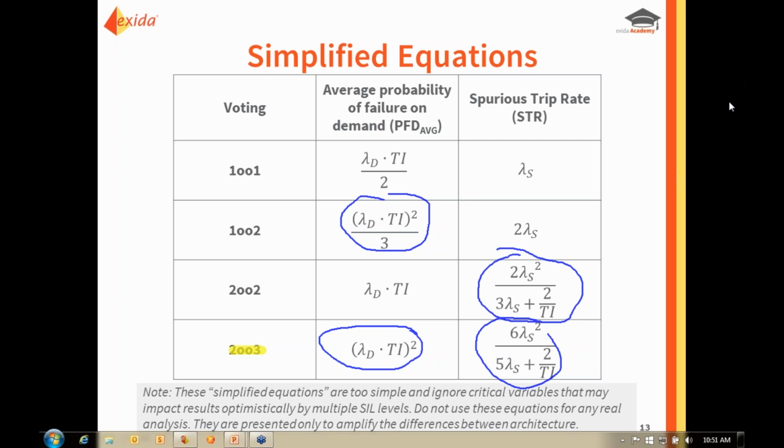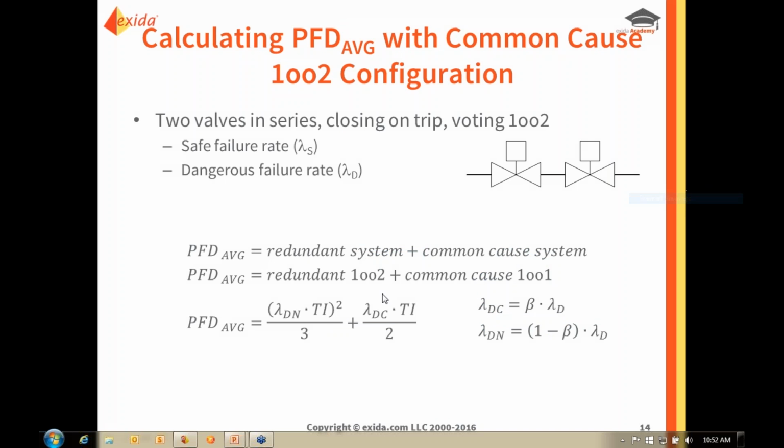So in this case, now you can follow the same approach as I did with 1 out of 2 and 2 out of 2, but let's look at 1 out of 2 for PFDavg. We will see a similar equation here, except the divided by 3 is basically removed. So beta increasing, PFD will decrease because the square term is becoming less dominant, or the common cause term is becoming more dominant. So increasing beta will decrease PFDavg.